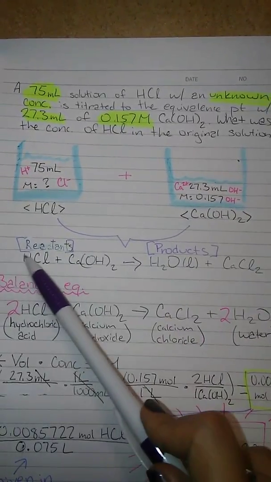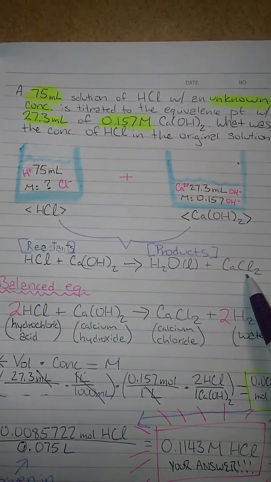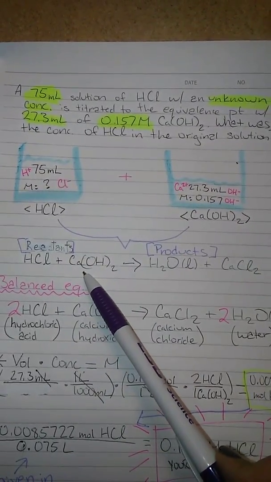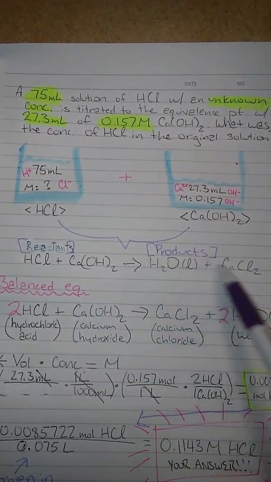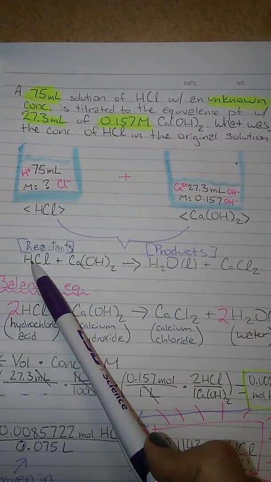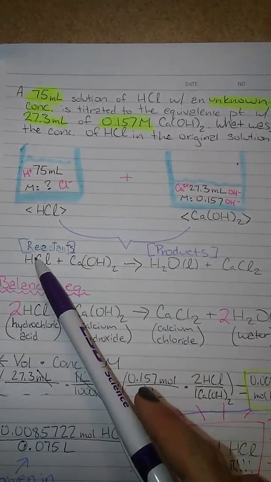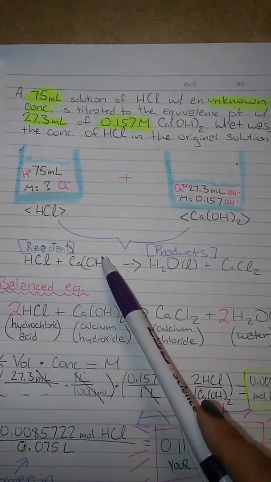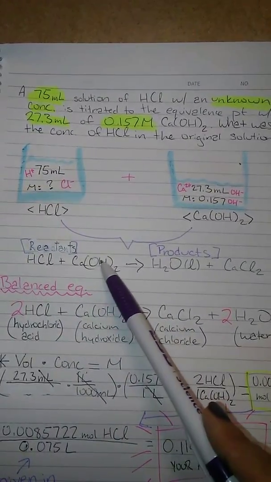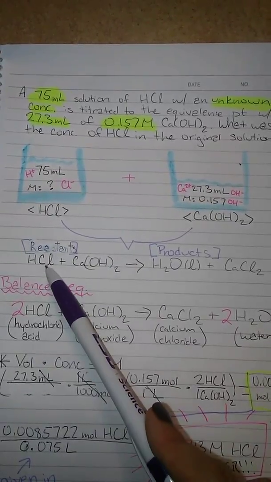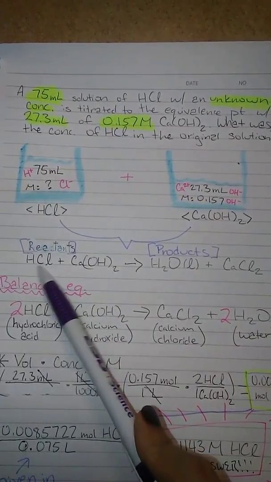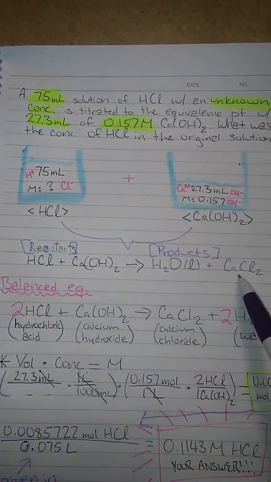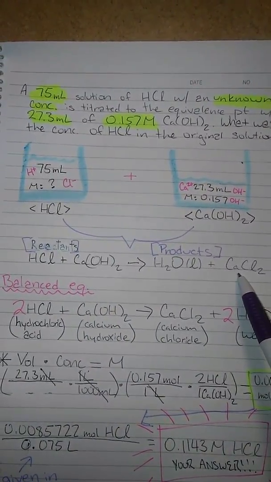Knowing this, here is our unbalanced equation. Here are the reactants, and this will give you your products. The water, H2O, is coming from the hydrogen from your hydrochloric acid and the hydroxide coming from your calcium hydroxide, giving you this. And then the calcium chloride is coming from here and here. Now we need to balance this.